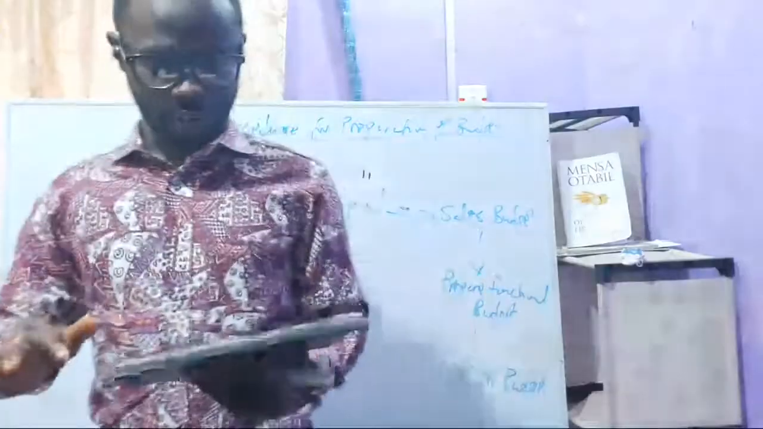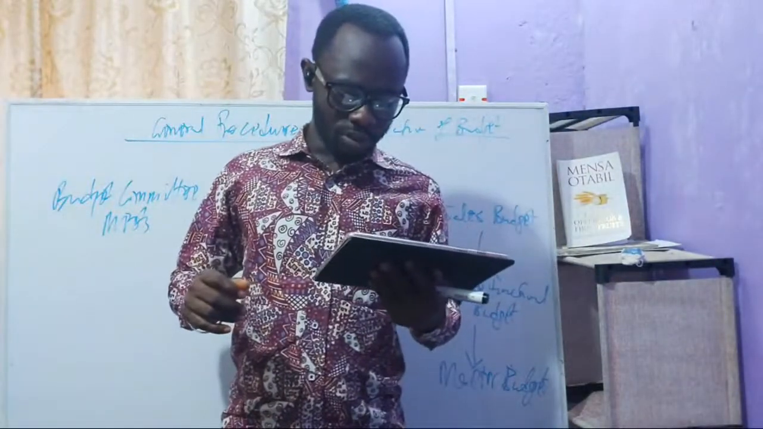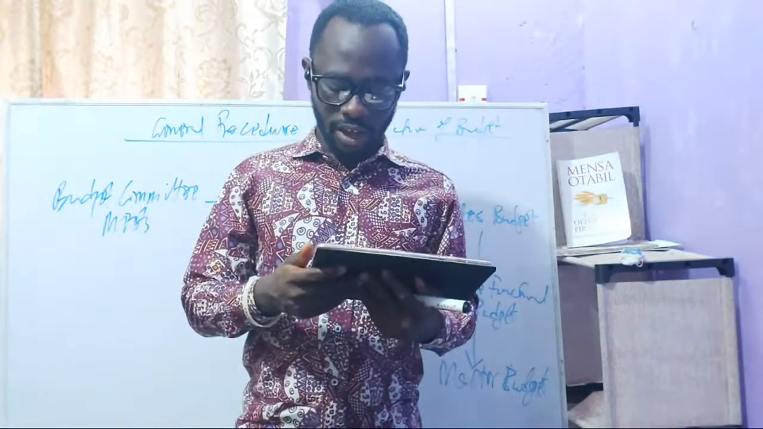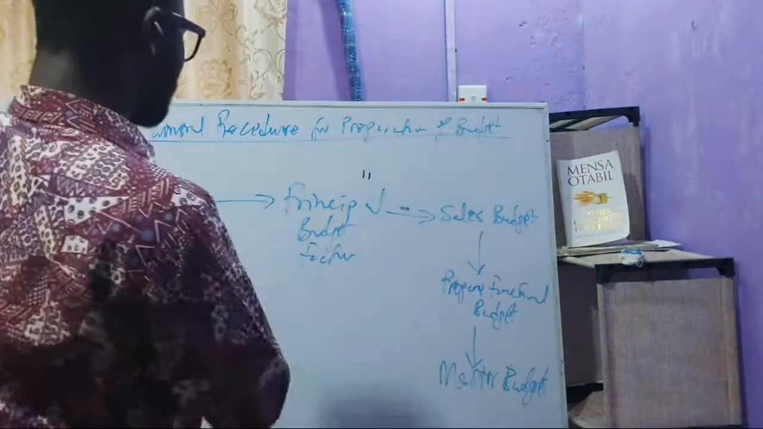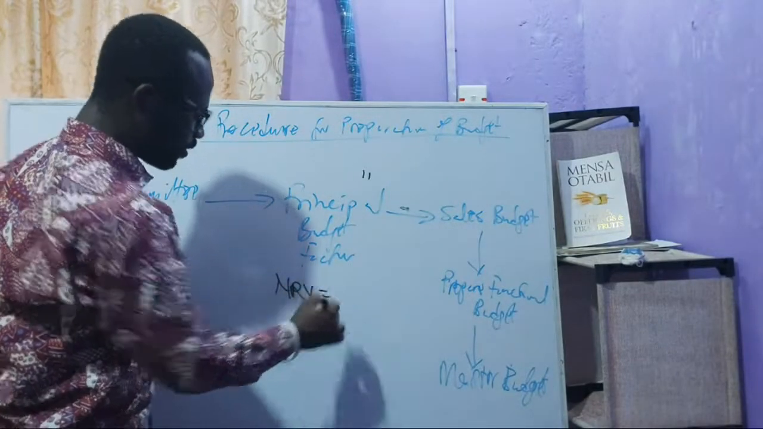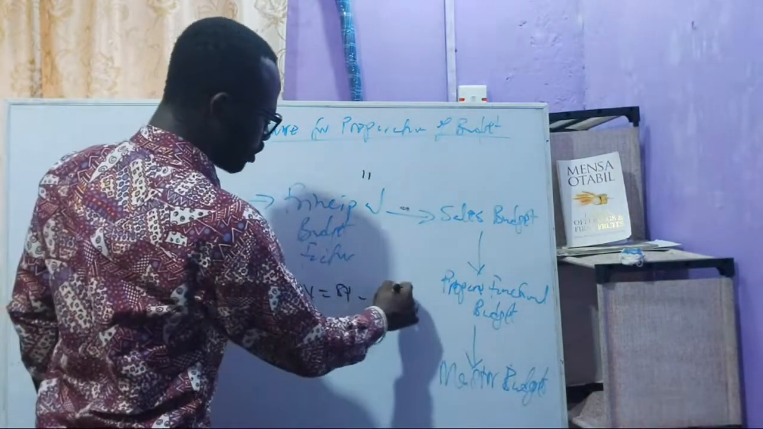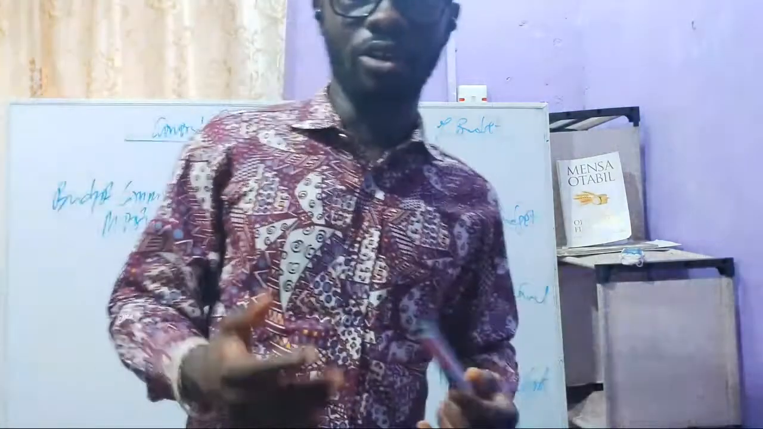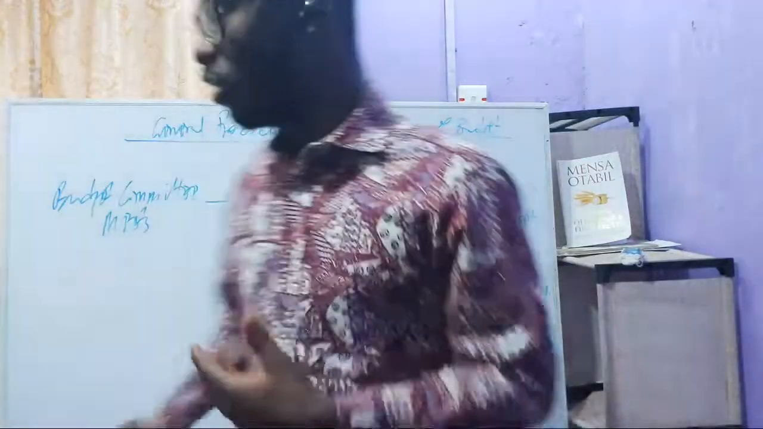Let me see what we got there. Mustafa said, can you please clarify the formula for computing net realizable value of inventory? Oh, I was seeing NPV, Mustafa, sorry. Net realizable value is simply the selling price minus the cost to sell. So that is the formula for net realizable value.